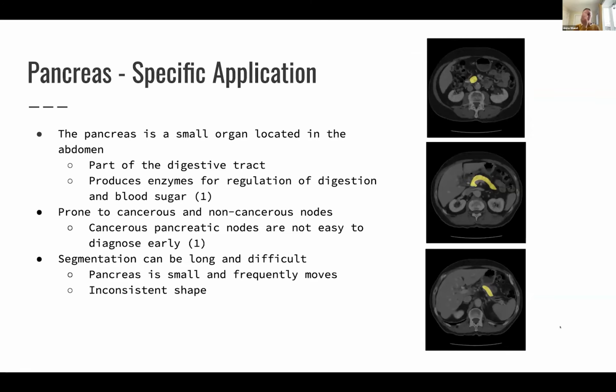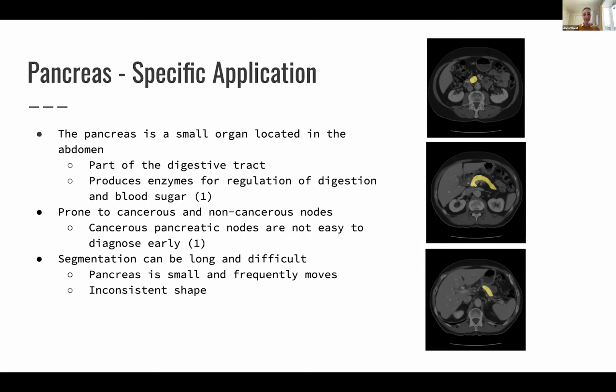So I'll talk a little bit about healthcare data, and in this case, the pancreas. The pancreas is a small organ located in the abdomen. It's really important for regulating the digestive tract and blood sugar through enzymes. However, it is prone to both cancerous and non-cancerous nodes. And this is particularly concerning because when the pancreas has a cancerous node, this is not easily displayed through symptoms until very late stages. So it's very difficult to identify and treat pancreas cancer.